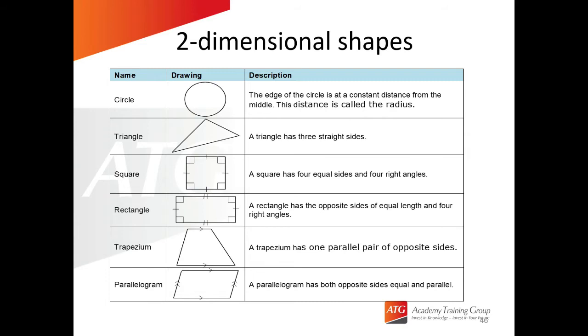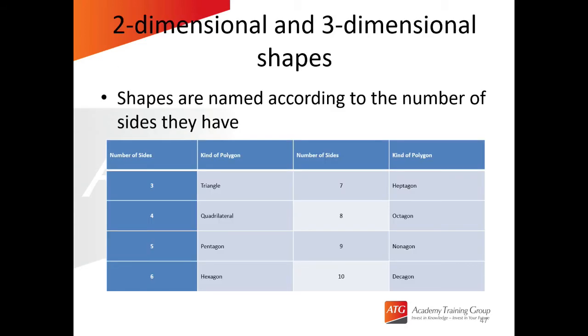Two-dimensional shapes, you can see here, you've got circles, triangles, squares, rectangle, trapezium, as well as parallelogram. Three-dimensional and two-dimensional shapes. Shapes are named according to the number of sides that they actually have. So 3 sides is a triangle, 4 quadrilateral, 5 pentagram, 6 hexagon, 7 heptagon, 8 octagram, 9 nonagon, and 10 decagon.